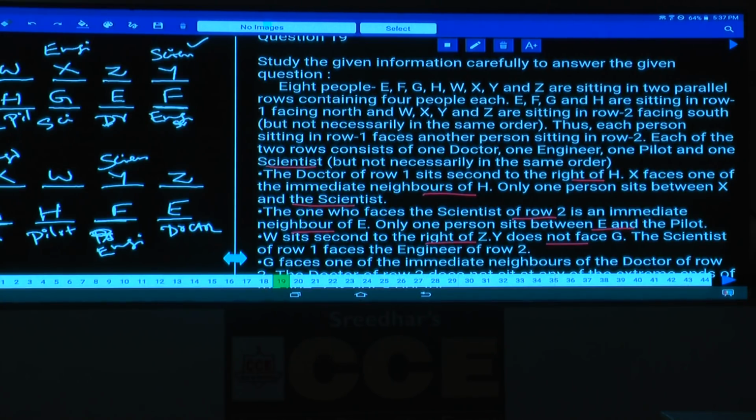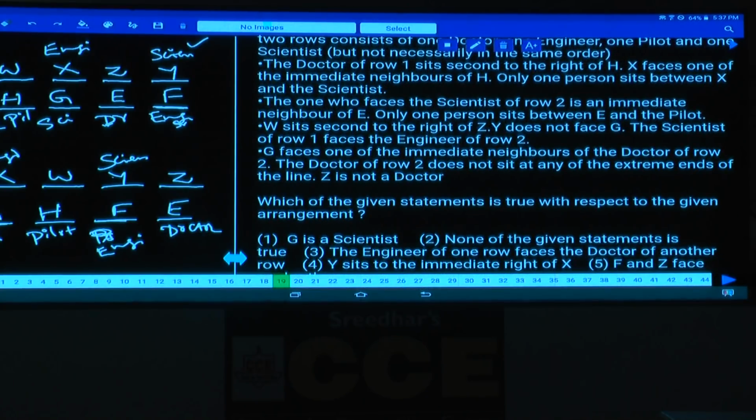The scientist of row 1 faces the engineer of row 2. Then what is the other information here? G faces one of the immediate neighbors of the doctor. Now G is here, one of the immediate neighbors of the doctor, doctor must be here. Doctor can be either W or Z, isn't it? And the doctor of row 2 does not sit at any of the extreme ends. Doctor cannot be at this place.